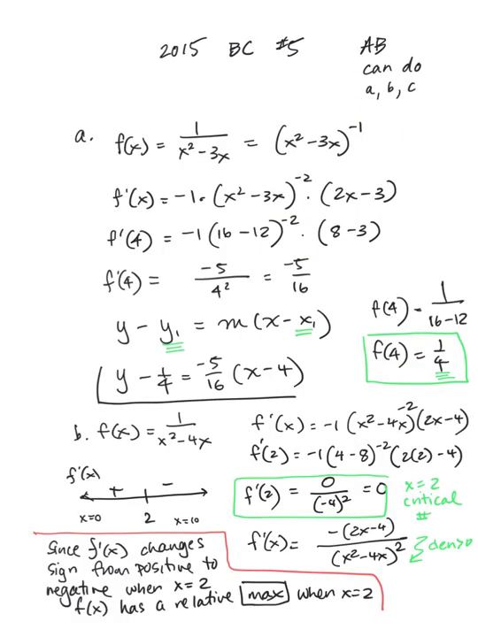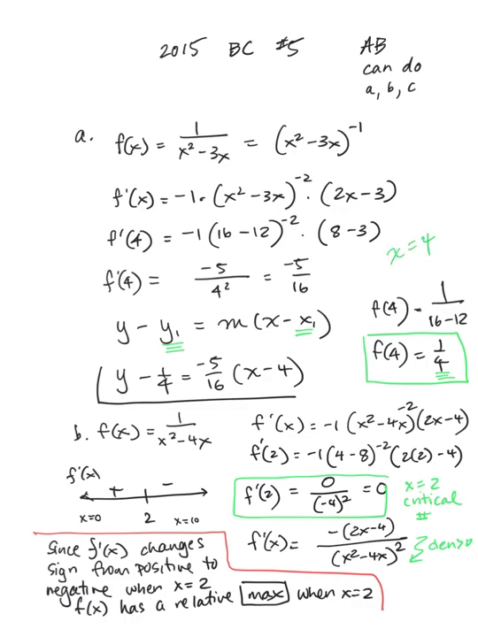All right, the next free response question is 2015 BC, number 5. However, AB calculus students can do parts A, B, and C. Part A is giving a rational function when k is equal to 3 and taking the derivative. We just showed that, and they wanted specifically to find the line tangent at the point where the x-coordinate is equal to 4.